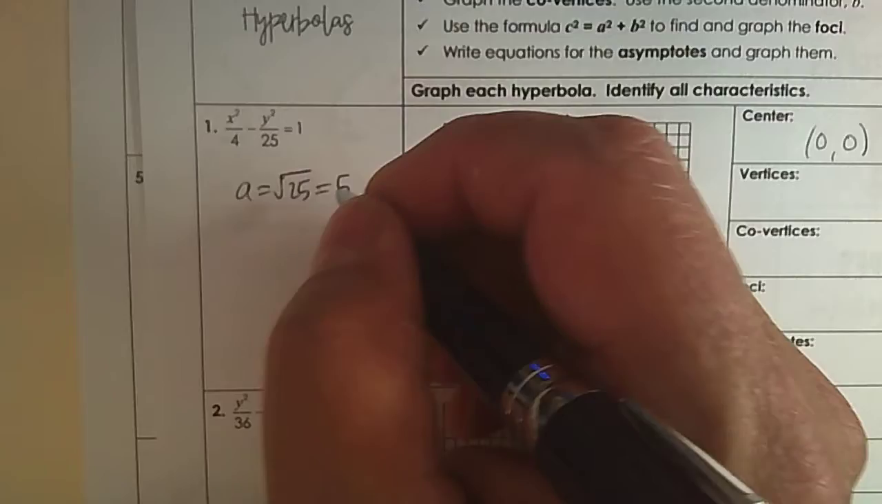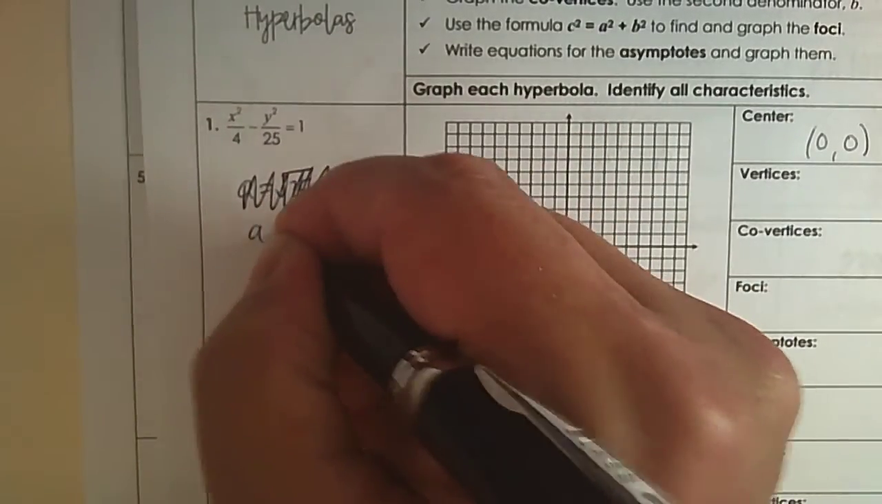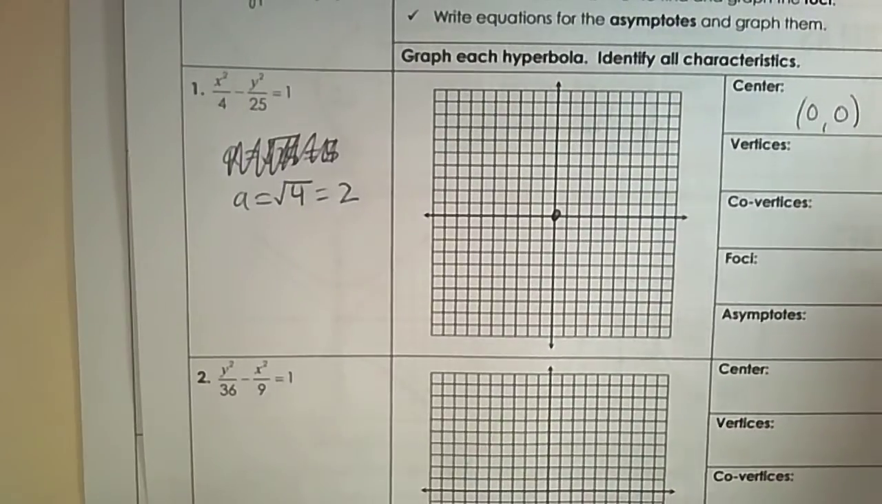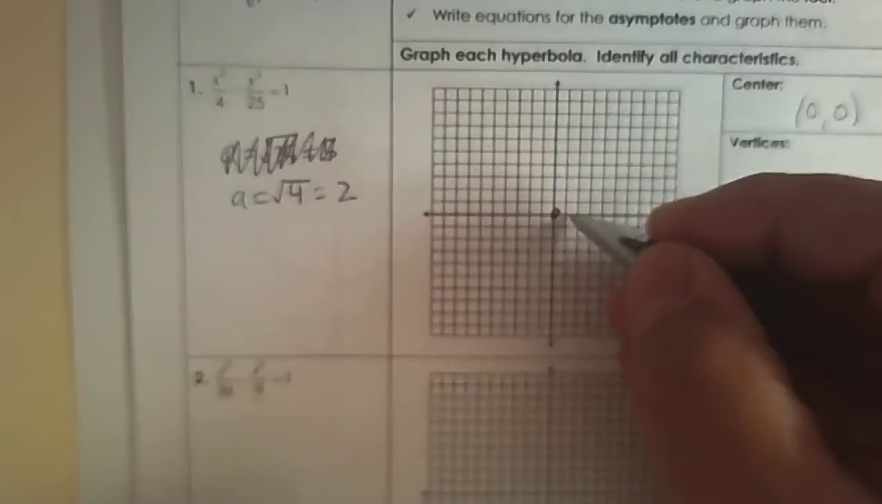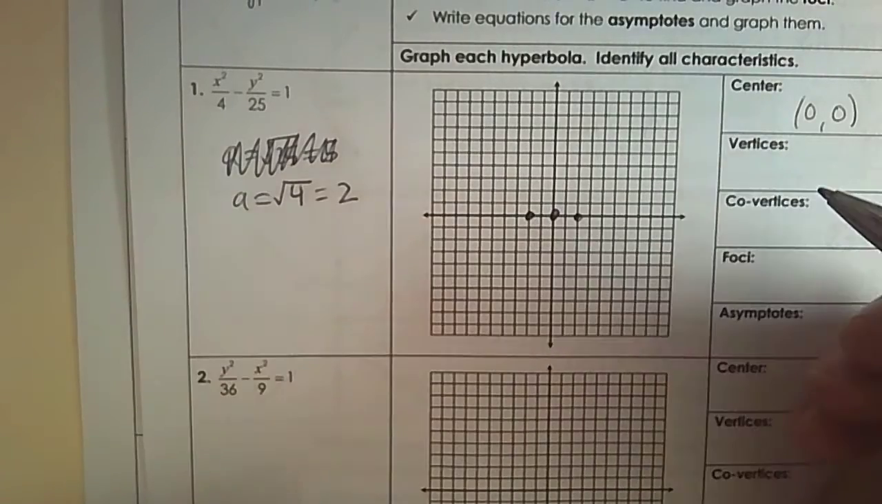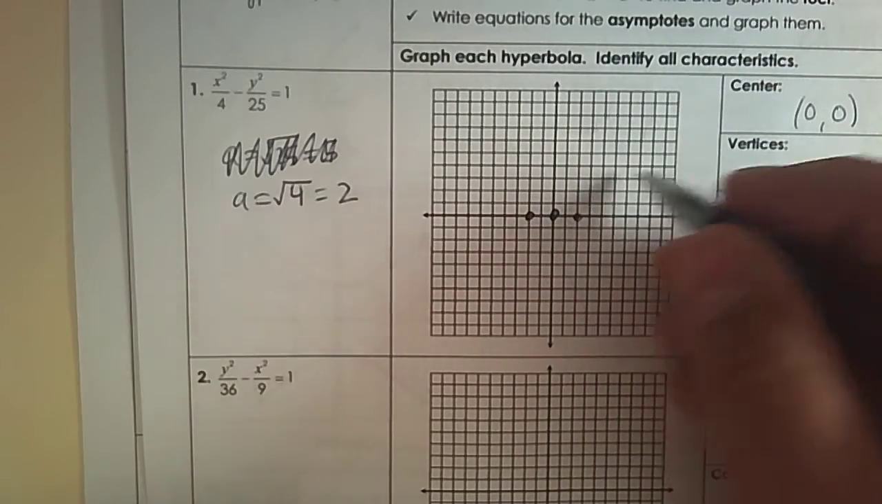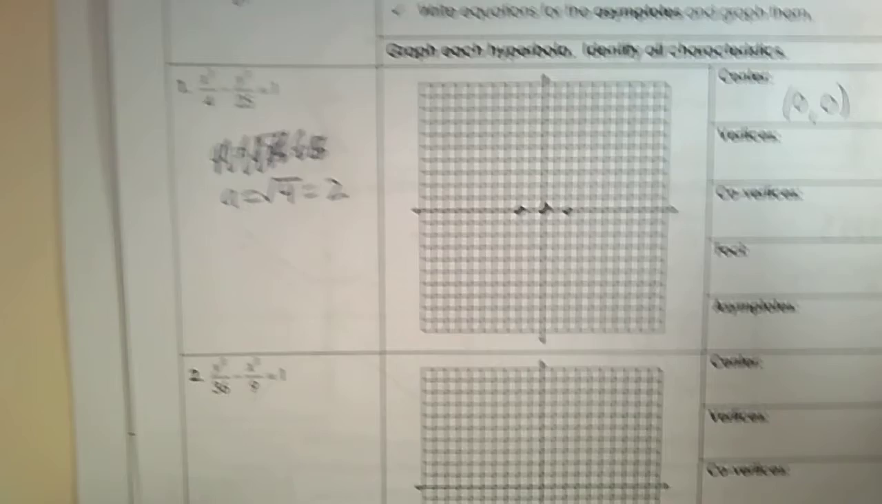So when I look here, we're going to start proper. What's in front matters. The square root of 4 is 2. That's a. And what's positive and what's in front is x. So from the center, I'm going to go 2 to the right and 2 to the left. Those are my vertices that my hyperbola is going to fold through. It's going to fold to the right and fold to the left because x is first.